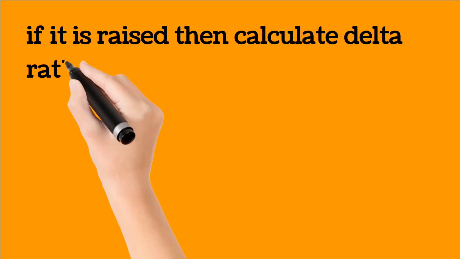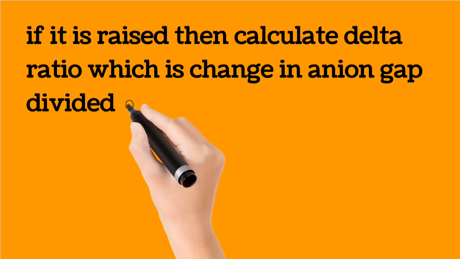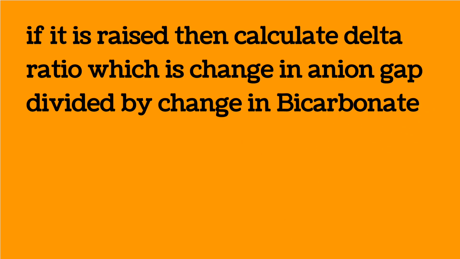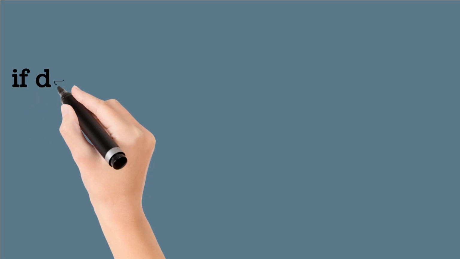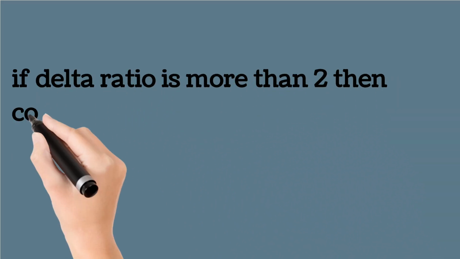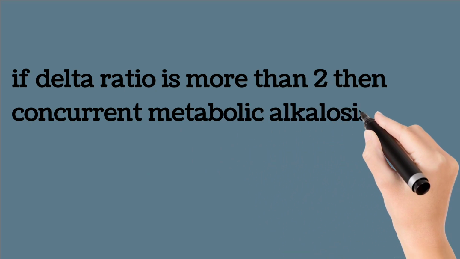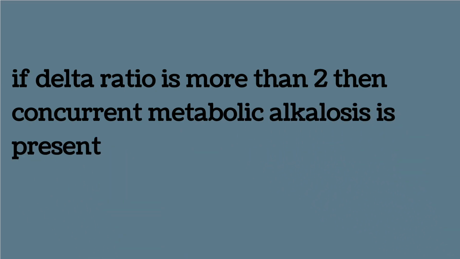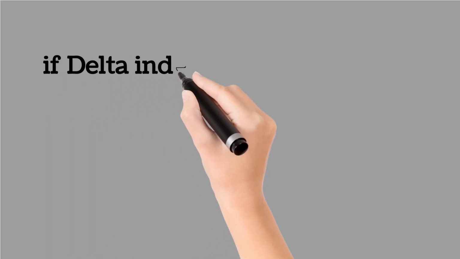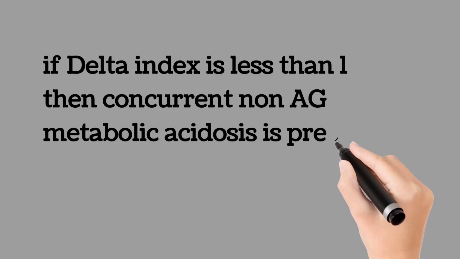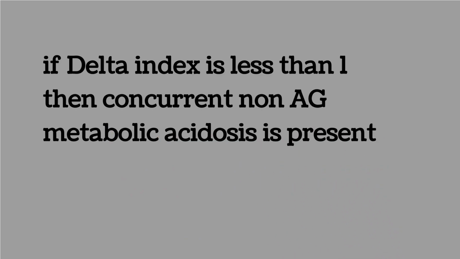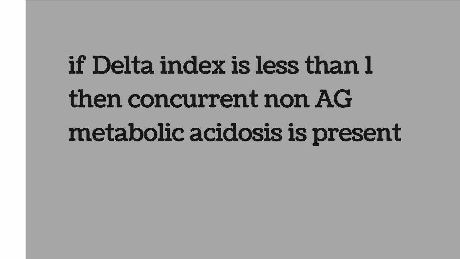If anion gap is raised, then calculate delta ratio, which is the change in anion gap divided by change in bicarbonate. Normal delta ratio is 1 to 2. If the delta ratio is more than 2, then concurrent metabolic alkalosis is present. If the delta ratio is less than 1, then concurrent non-anion gap metabolic acidosis is present.